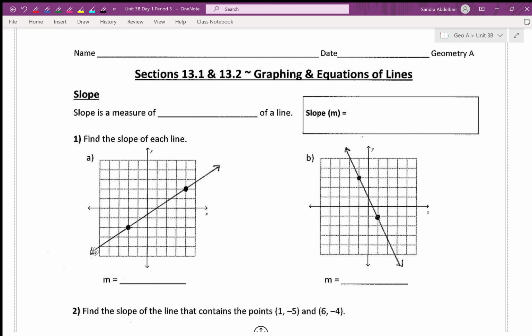So the first one is slope. Can someone tell me, when we're talking about the slope of a line, what are we talking about? Rise over run. Good. The rise over run, which tells us what? How steep the line is. Okay. Slope tells us how steep a line is. So the slope is the measure of steepness of a line.